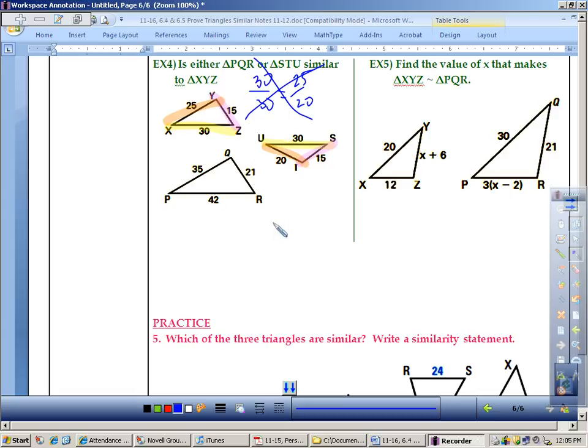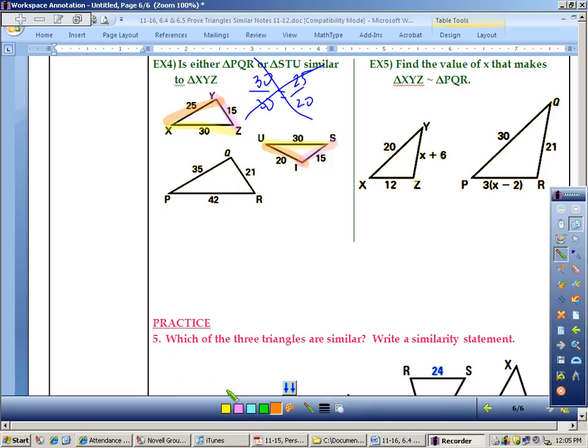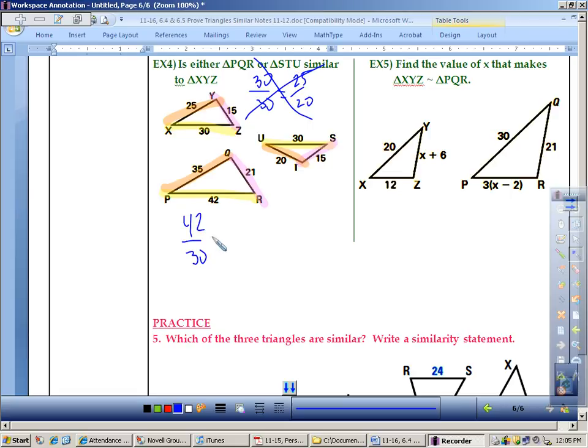Now if I set it up to compare, let's take XYZ to this one, PQR, I again compare the corresponding parts. 30 was the largest, so I'll compare it to the largest here. I had the middle, which goes there, and the shortest side, 15 and 21. And I compare those corresponding parts again. 42 over 30 is equal to 35 over 25 is equal to 21 over 15. And again, when you reduce all of these, you'll see that they are all 7/5.